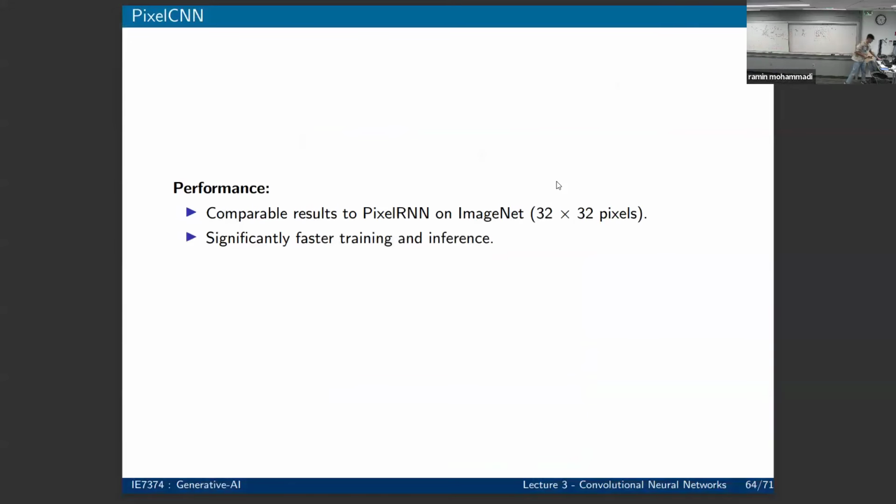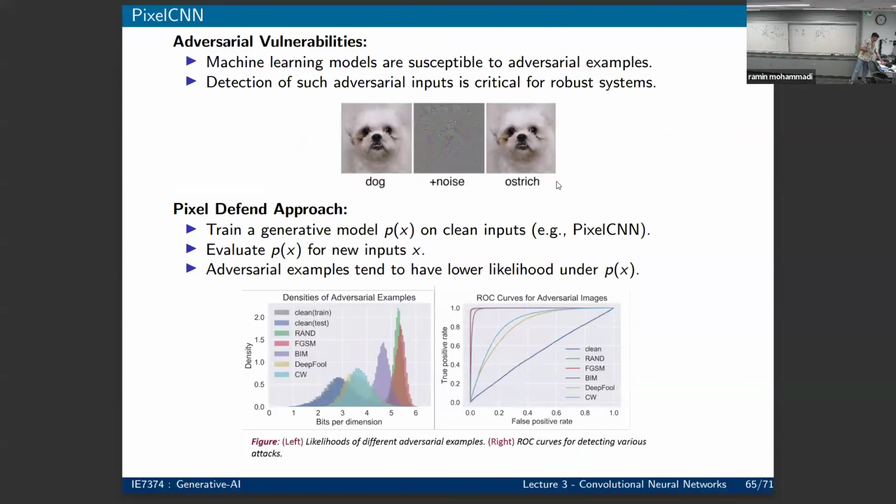Now, the thing about Pixel CNN was that there was a study about adversarial attacks: if you introduce certain noise to the image, the downstream task which said this was a dog now says it's an ostrich, for example. A model can easily be fooled. To defend against that, they came up with another paper called PixelDefend. PixelDefend starts with a Pixel CNN model, because you know that this model, as an autoregressive model, learns the distribution, and we will talk about those soon.